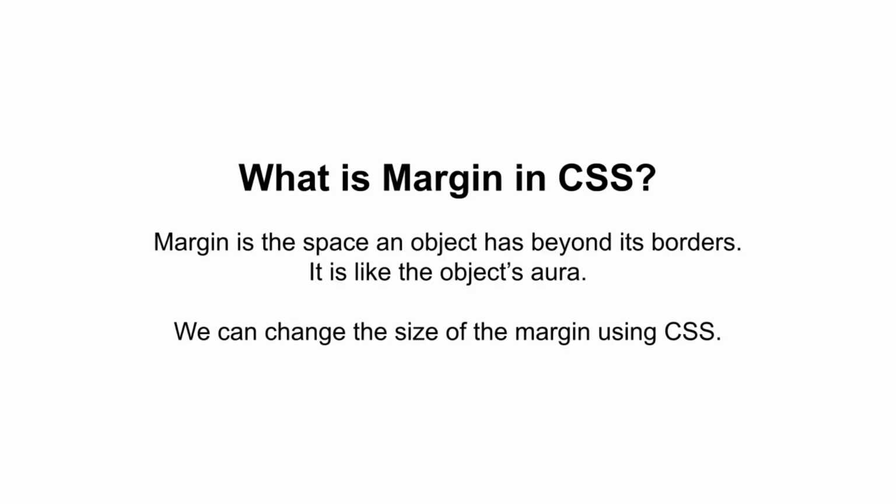What is margin in CSS? Margin is the space an object has beyond its borders. It is like the object's aura. We can change the size of the margin using CSS.